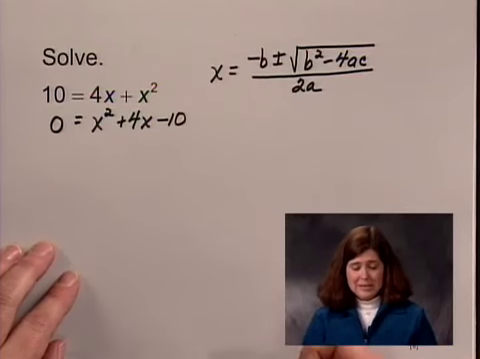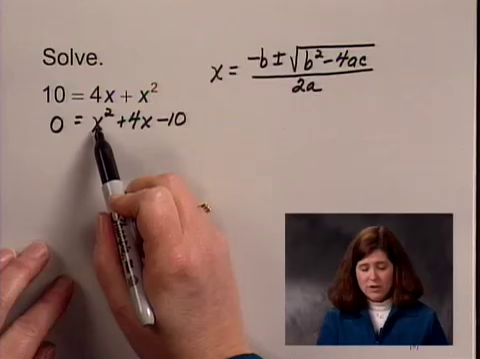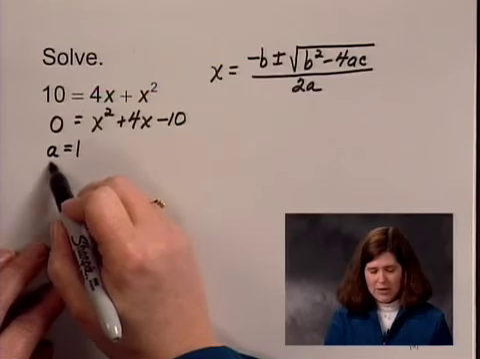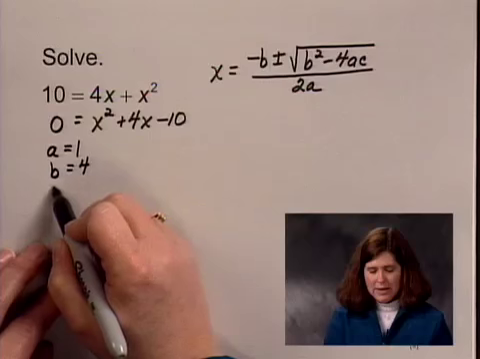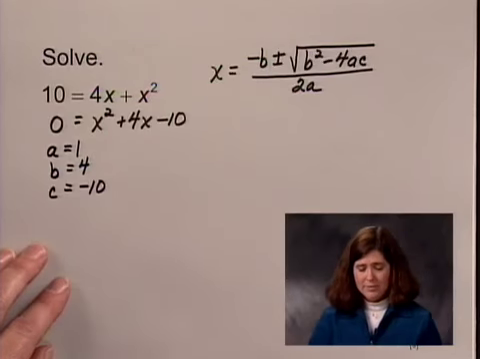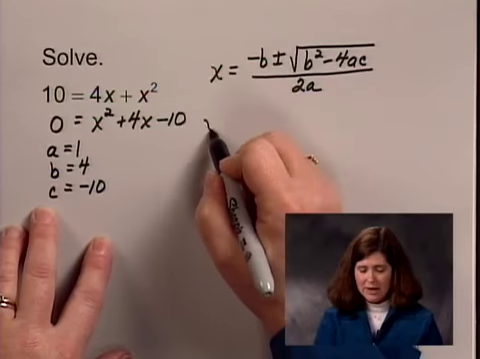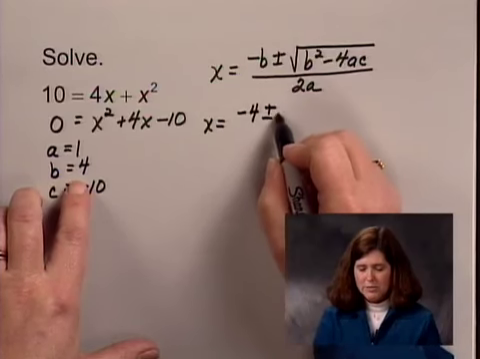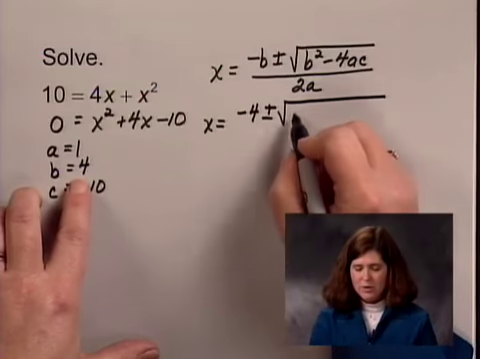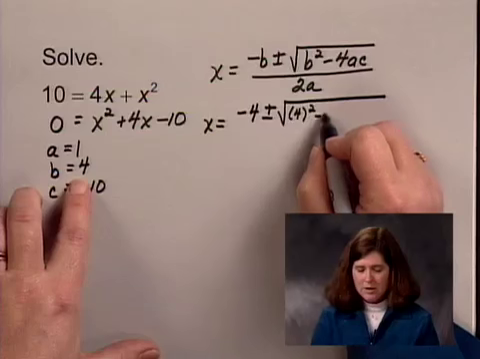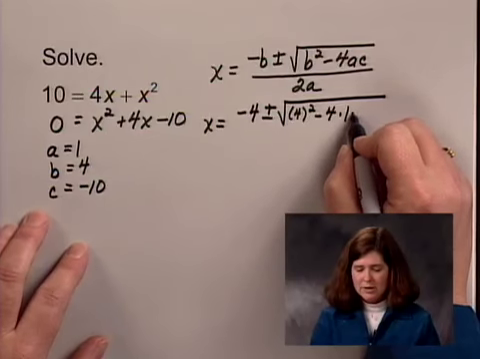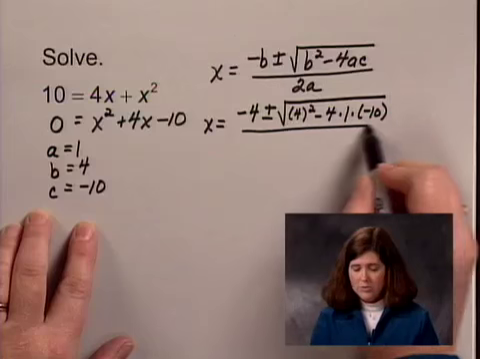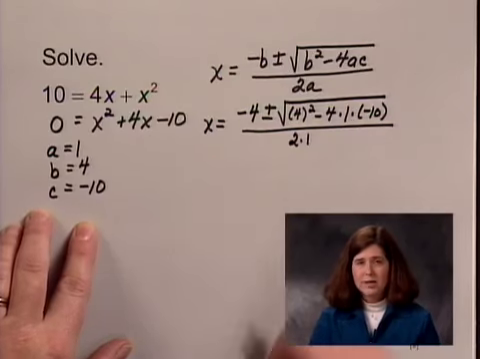We now need to determine a, b, and c. A is the coefficient of the x squared term, which in this case is 1, since 1 times x squared is x squared. B is the coefficient of the x term, which would be 4. And c is the constant term, which is negative 10. I now substitute. I have x equals the opposite of b, which is the opposite of 4, plus or minus the square root of b squared, which would be 4 squared, minus 4 times 1 times negative 10. That's substituting 1 for a and negative 10 for c, all over 2 times a, or 2 times 1.